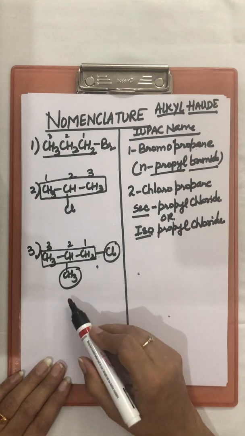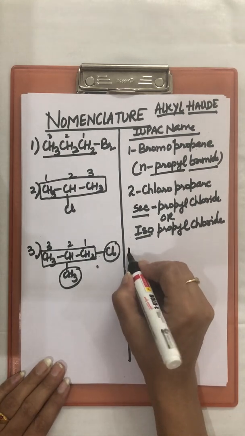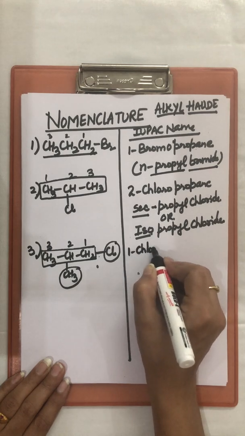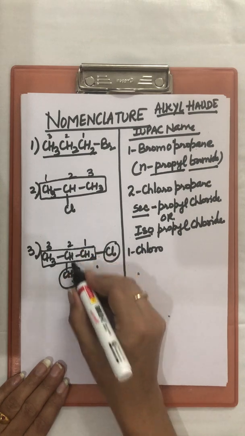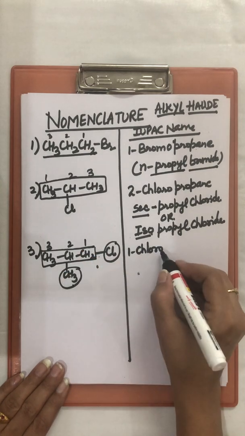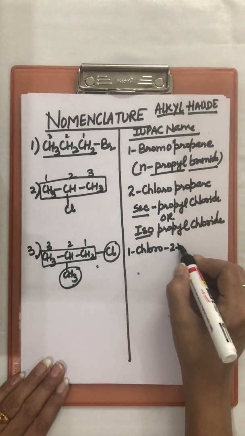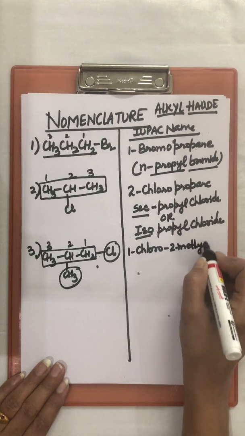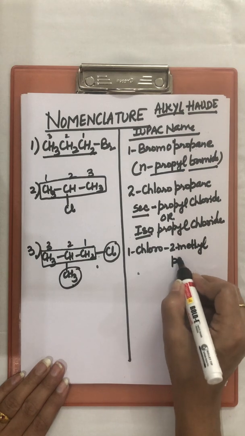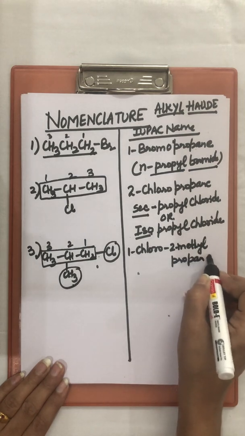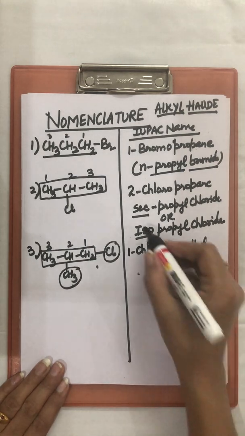So for this compound we write 1-chloro. Since C will come first in alphabetical order, we write chloro first. 1-chloro, and 2 is which substituent? Methyl. 1-chloro, 2-methyl, and then in the chain there are 3 carbon atoms, so it is 1-chloro-2-methyl propane.